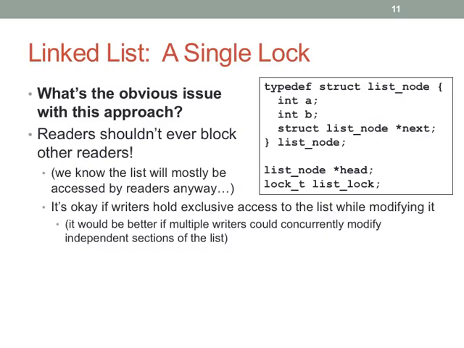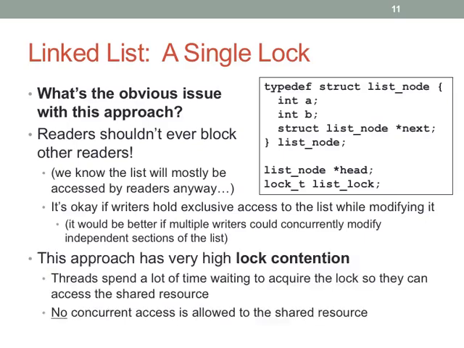That's perfectly fine. It would be even better if we could have writers in different parts of the list not care about each other. That would be really cool. But at the very least, we should be able to prevent readers from having to wait for other readers. That doesn't make any sense for this. So the way that we describe the issue with the system is we say that it has high lock contention. Lock contention is basically how much time am I spending waiting on locks rather than doing useful work. That's what lock contention is.